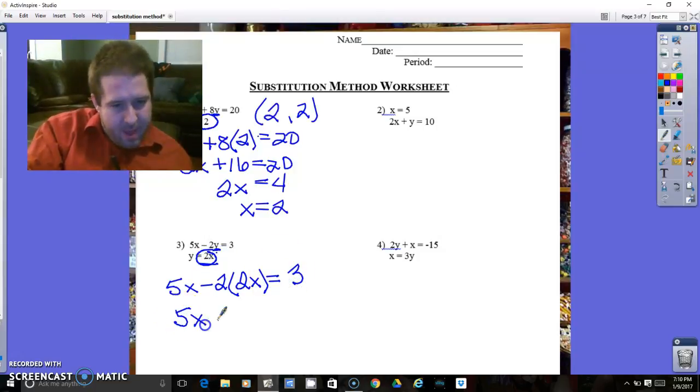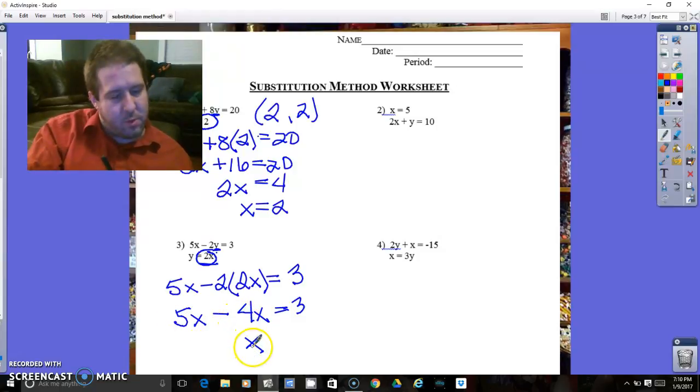So that means 5x minus 4x equals 3. Well, that's easy because that's going to leave us with 1x. 5 minus 4 is just 1, and 1x is just x. So that means x must be 3.